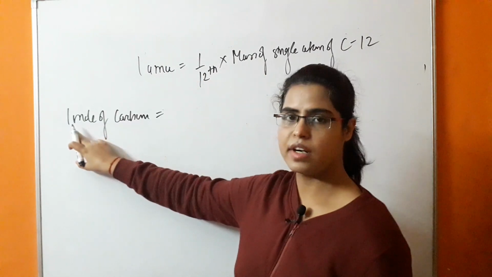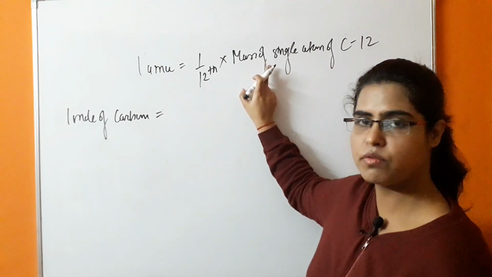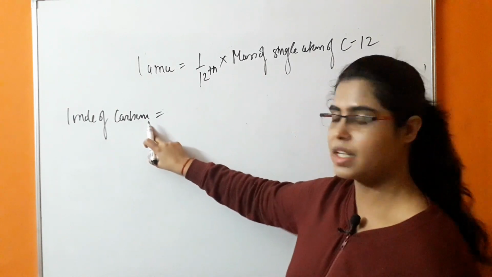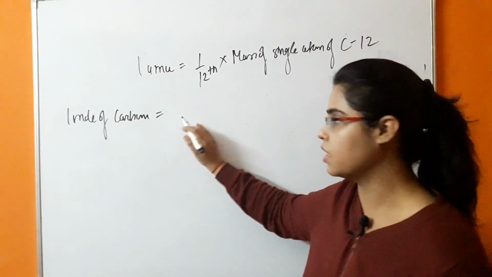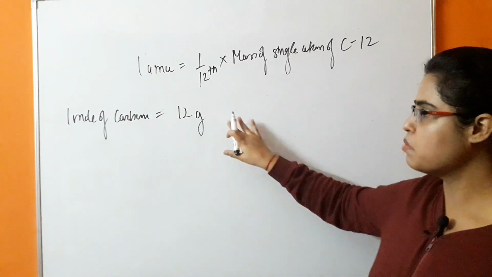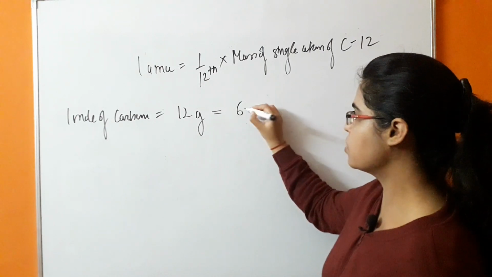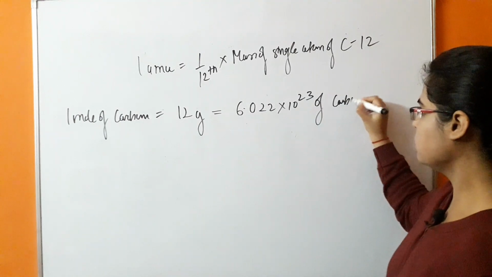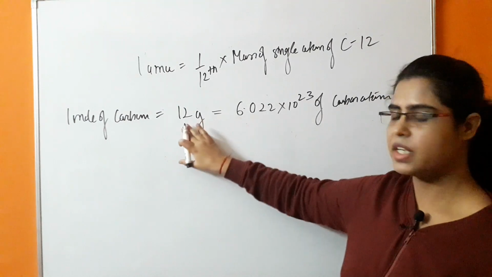We know that the standard relationship is 1 mole of a substance. In this the substance is carbon. We have to find out the mass of a single atom of carbon. So 1 mole of carbon has a mass equal to its atomic mass, which will be represented in gram. So what is the mass of carbon? 12 gram, and this mass of carbon consists of a number of atoms of carbon equal to Avogadro's number. So this much number of carbon atoms is present in 12 gram.